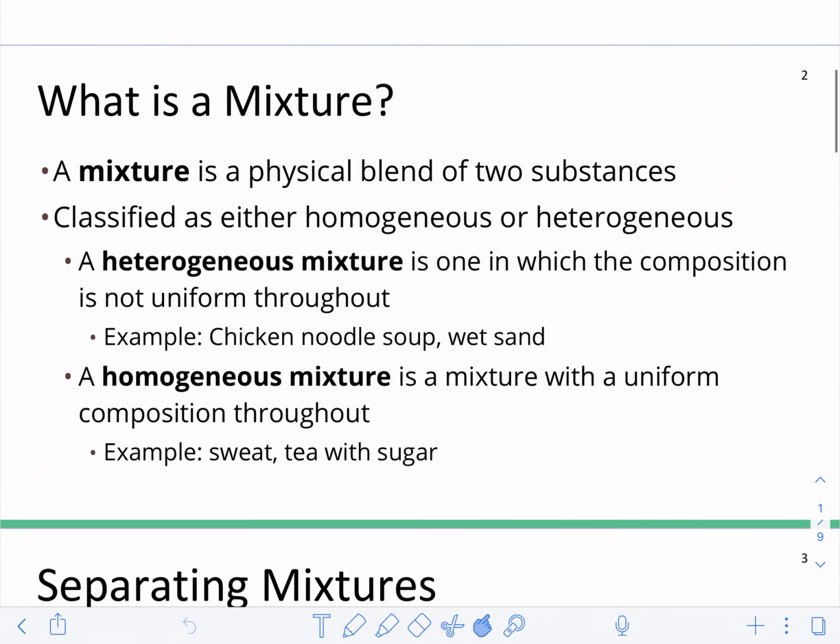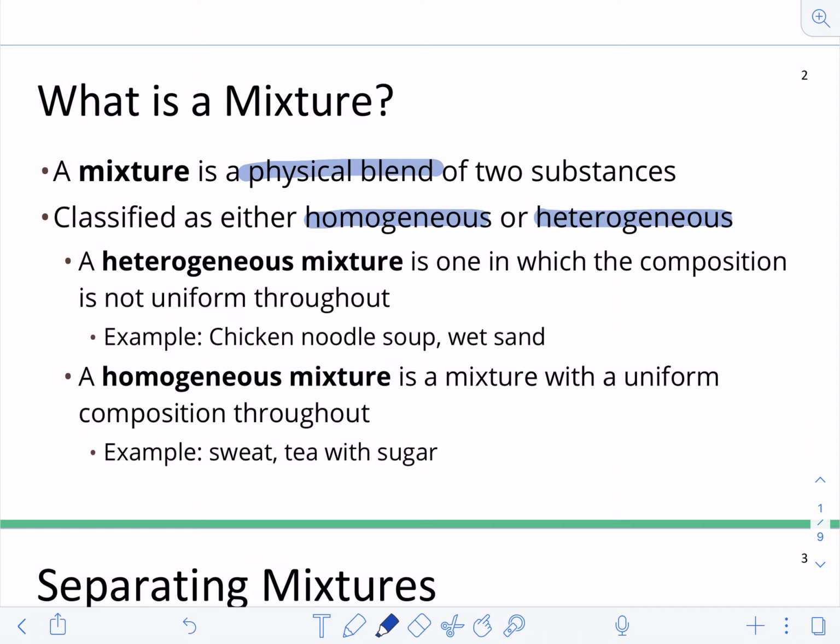So the first thing we're going to talk about is a mixture. A mixture is a physical blend of two substances. That part where it says physical blend, that's the sign that it's not chemically combined. So this would just be something physical that happens. Classified as either homogeneous or heterogeneous. There are two main types of mixtures, and these are the types.